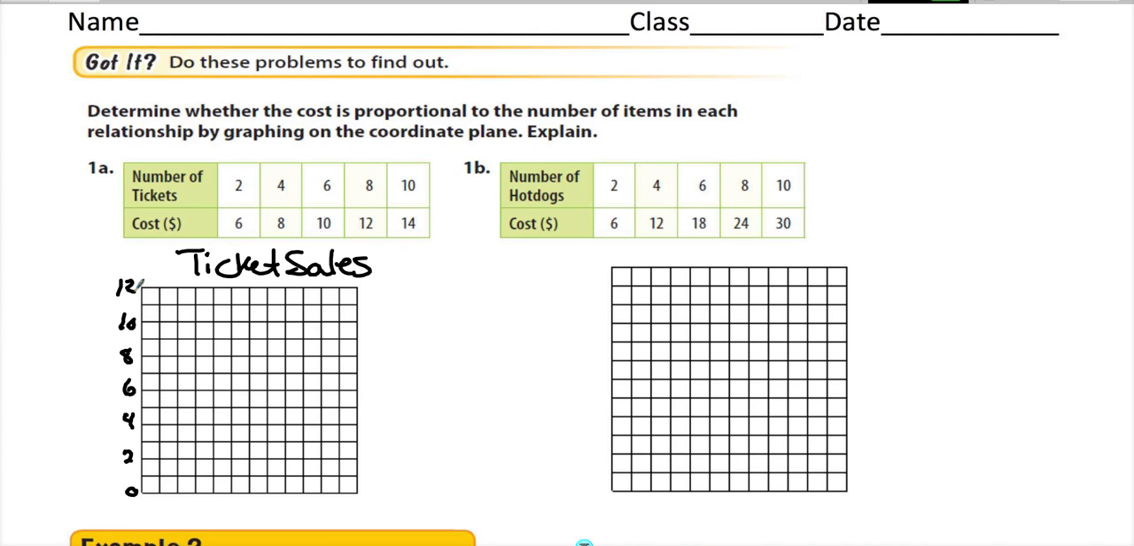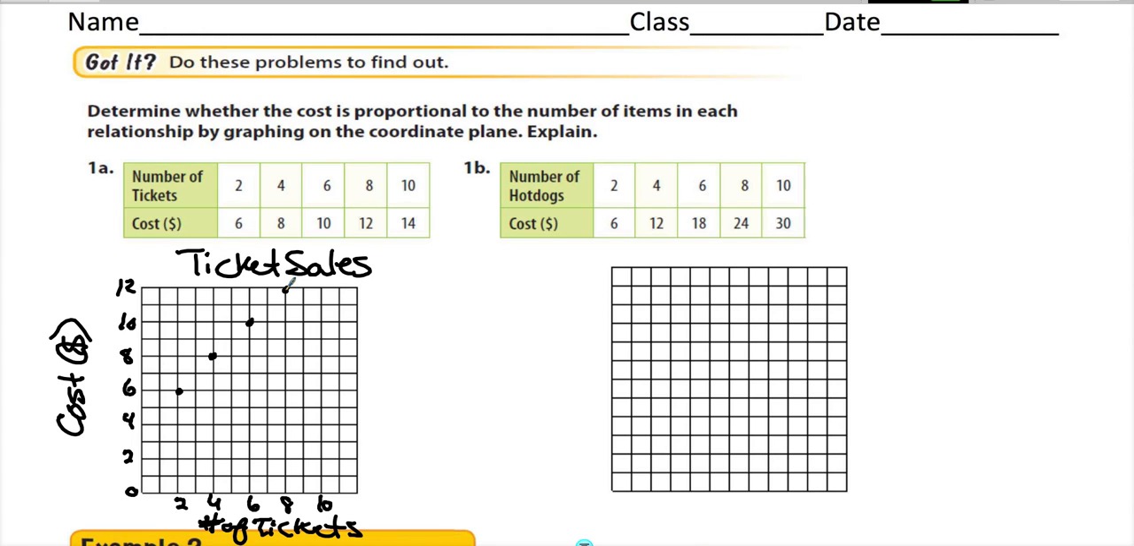That was cost and money. And then we're going to label on the bottom, so this will be 2, 4, 6, 8, 10, and this was tickets, number of tickets. All right, so let's graph this thing out. Okay, so we have 2, 6, so 2, 6. We have 4, 8, so 4, 8. We have 6, 10, so 6, 10. We have 8, 12, so 8, 12. And then we'll go ahead and stop right there because we are going to run off the page.